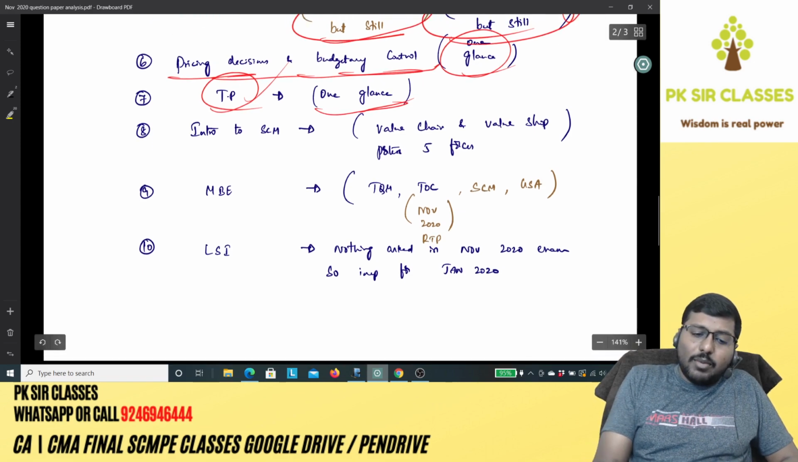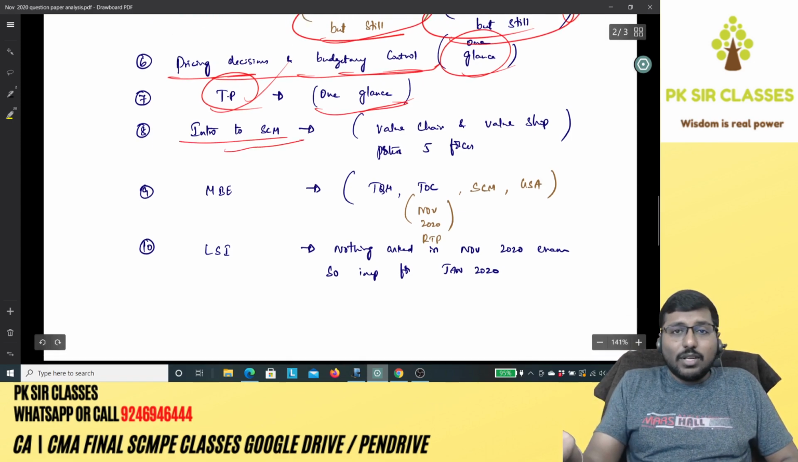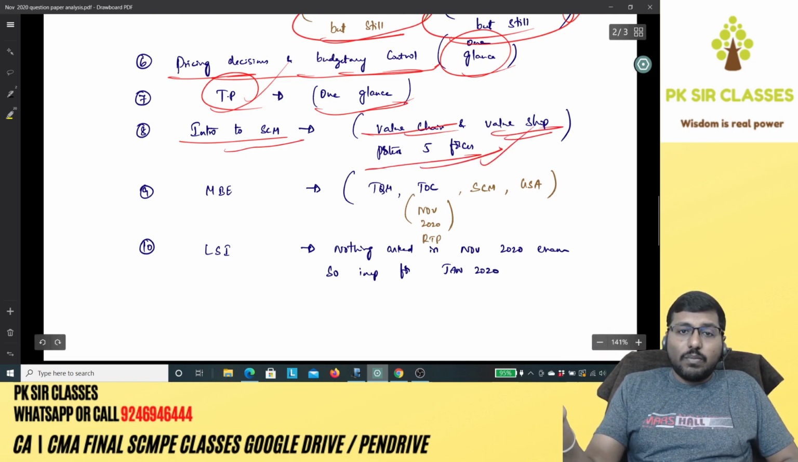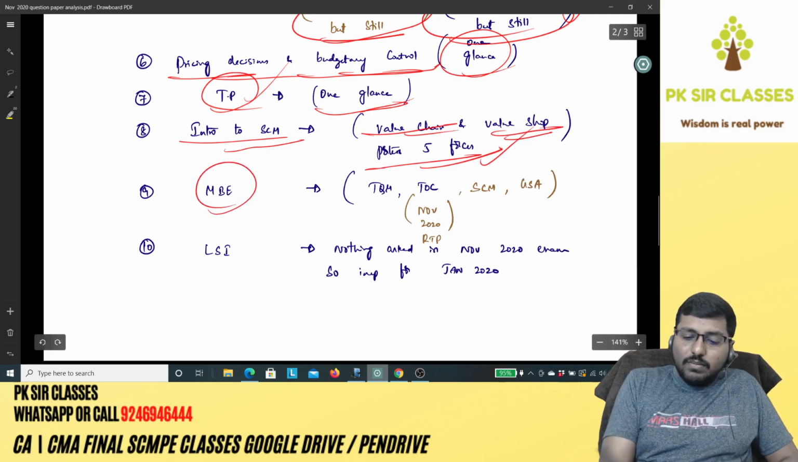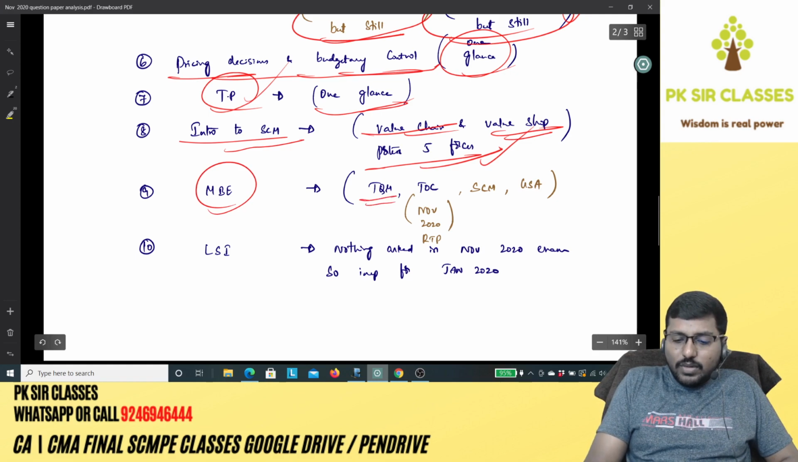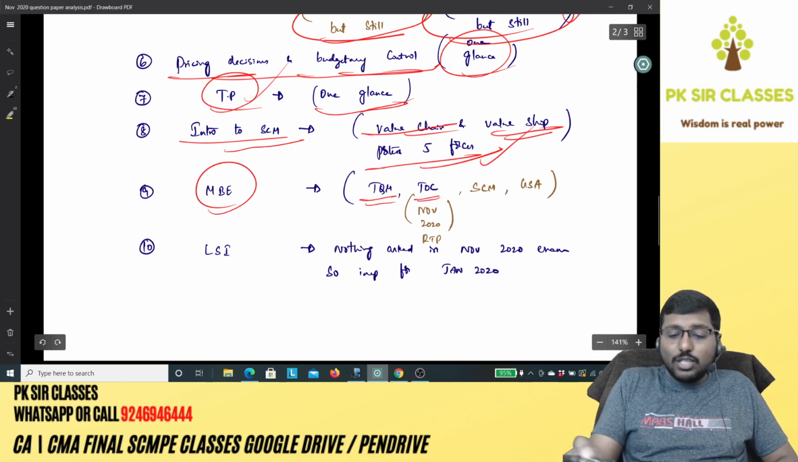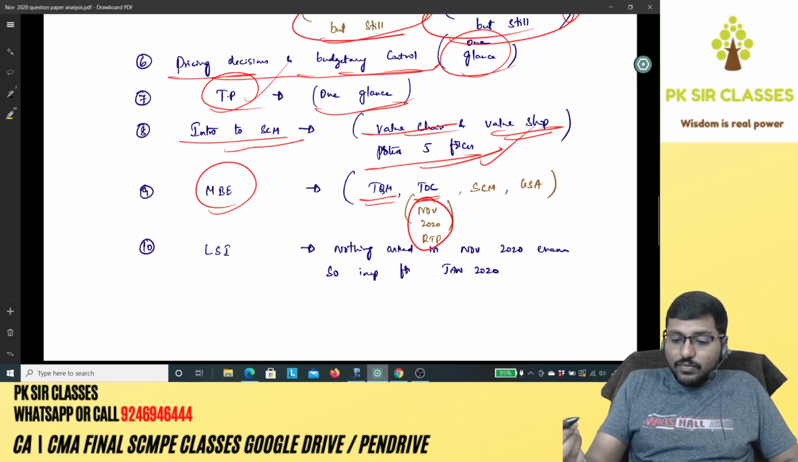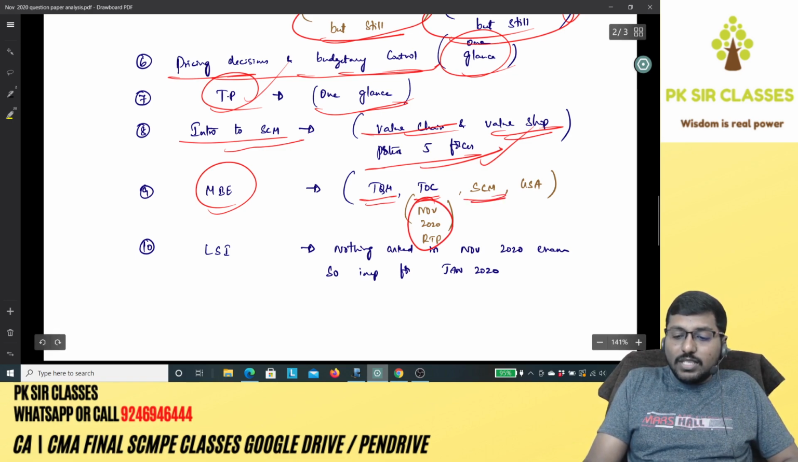Now, coming on to intro to SCM, again last time in November 2020 it was not touched upon. Value chain analysis, value shop analysis, and Porter's 5 forces. This is again all with the topic. So I want you guys to go through this as well. Modern business environment, TQM, TOC, total quality management, theory of constraints. It has come in November 2020 RTP, so it may come in Jan 2021 exams. Supply chain management, this is an all-weather topic, so always you have to study it every exam.